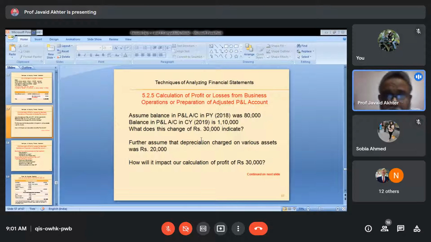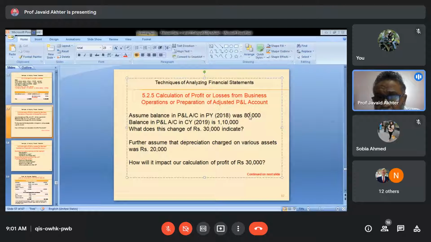In order to ascertain that, let me start with a simple question. Suppose the profit and loss figure in the previous year was 80,000, and in the current year this figure is 1,10,000. Last year's figure in the balance sheet is 80, this year's balance sheet figure is 110. What do we conclude? Why will this increase? Because in the current year the company would have made a profit of 30,000. This can be one of the inferences.